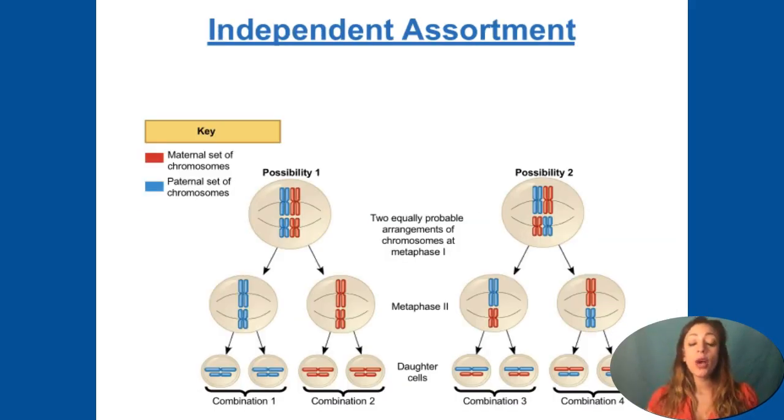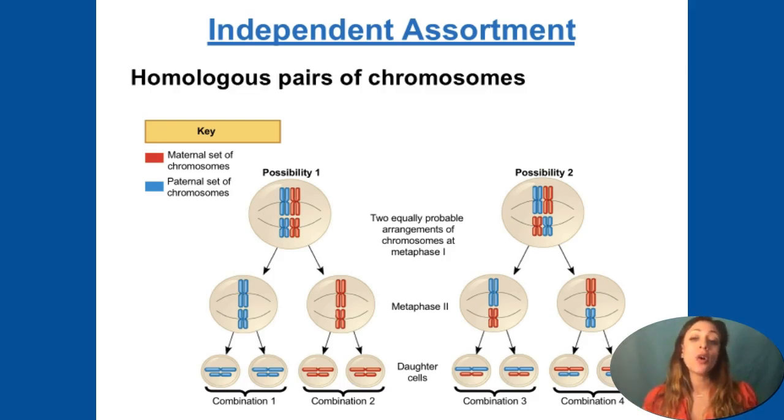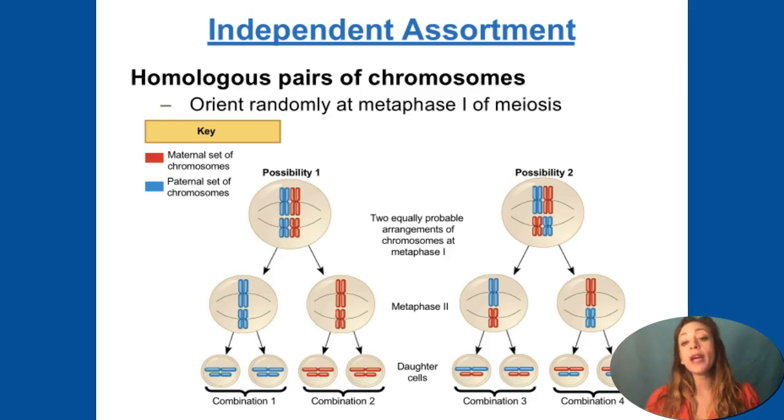So now let's talk about independent assortment. Independent assortment is where homologous pairs of chromosomes orient or randomly line up at metaphase 1 of meiosis. Right here, you will see both the big blue chromosome and the little blue chromosome line up on the left side, and on the right side, we have the long red and then the little red. So this is what meiosis would look like if this lineup occurred. At the very end, you're left with this combination and that combination. And this is not showing crossing over, this is just showing you independent assortment.